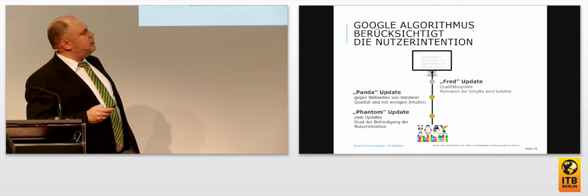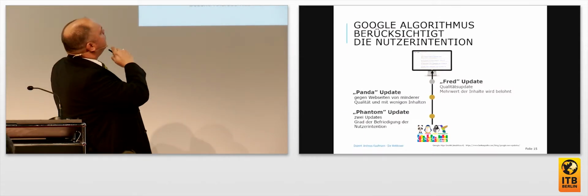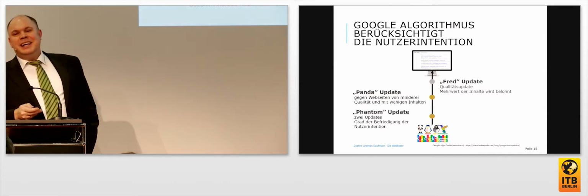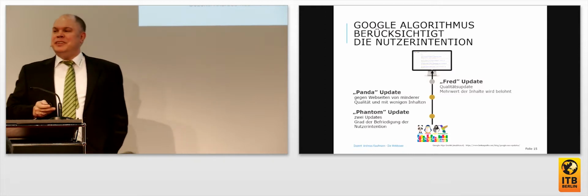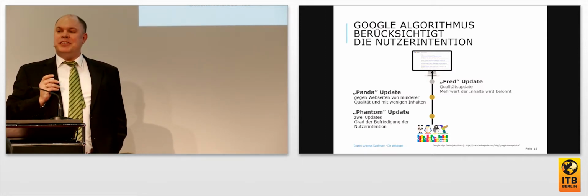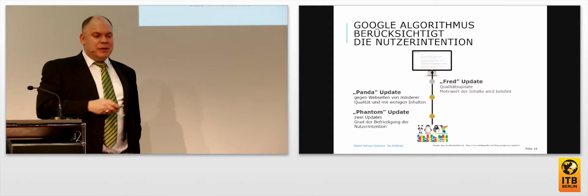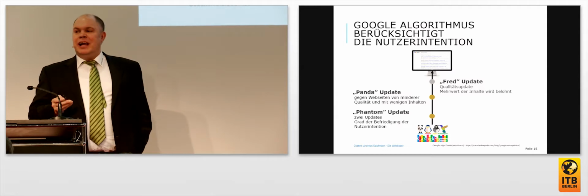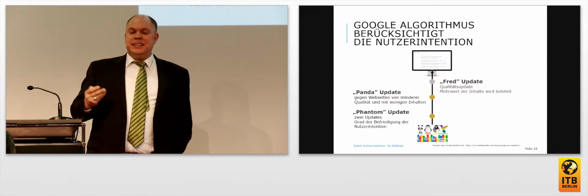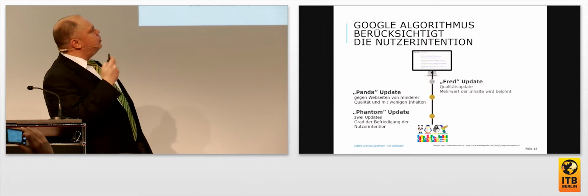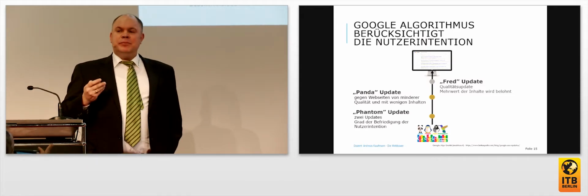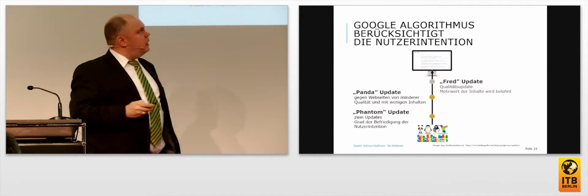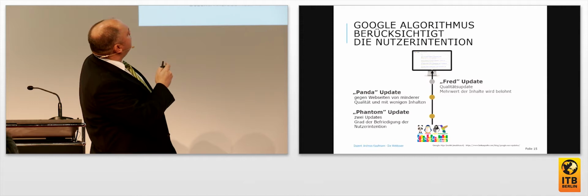Here, for example, this is a list of the old updates: the Phantom update, the Panda update, the Fred update. Fred, by the way, is a name that was given by outsiders because Google doesn't always communicate everything they're doing. But if you want to, you can google what happened during the Fred update. These are just assumptions, but basically everything is based on the same idea. Google tries to find out what your website is about and what users want to find when they enter a search.